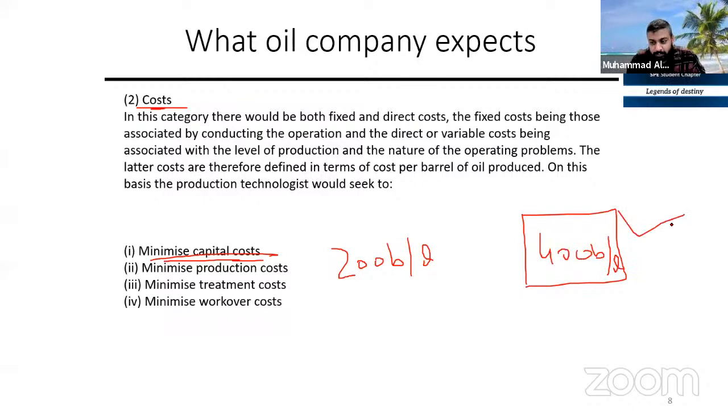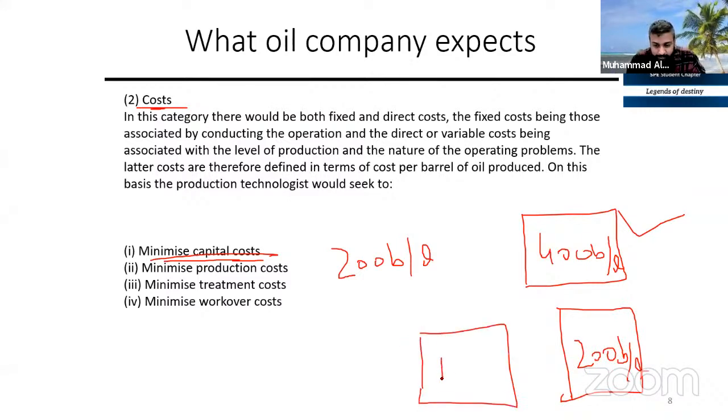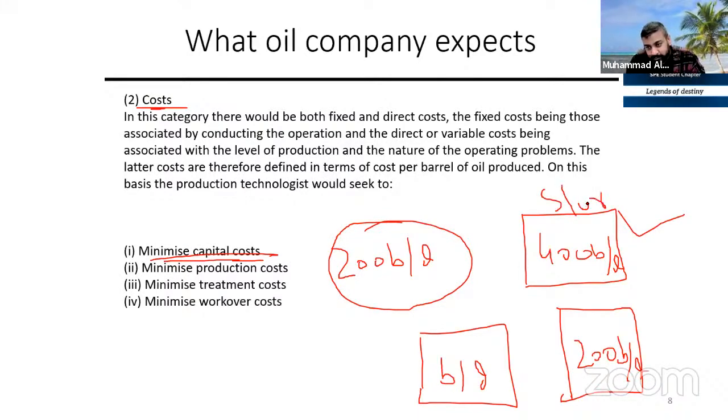Okay, definitely this will be expensive. Or if you put 200 barrels per day, or you can put 100 barrels per day. You must listen to your well, how much your well can produce. If your well can produce 200 barrels per day and you are installing 400 barrels per day storage tanks, it means that you are increasing the capital cost.